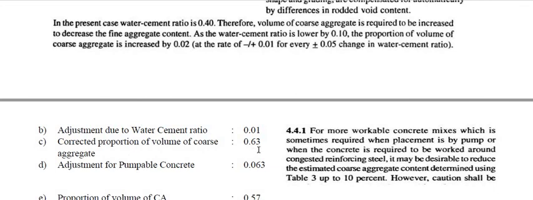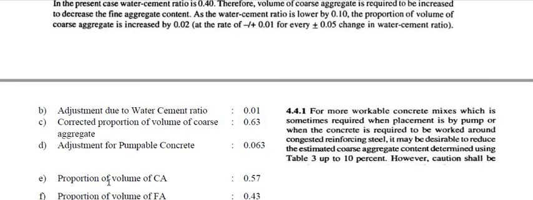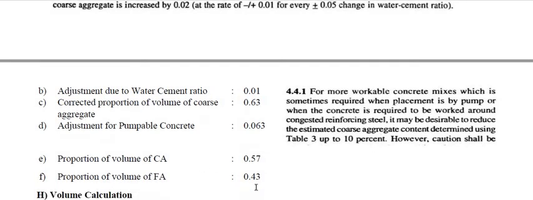So the corrected proportion is 0.63. Again, I am reducing 0.063, which is 10% of volume of coarse aggregate, due to the pumping. Again, the proportion of volume of coarse aggregate is 0.57. Then the remaining proportion in the all-in aggregate, which is 0.43, is fine aggregate.